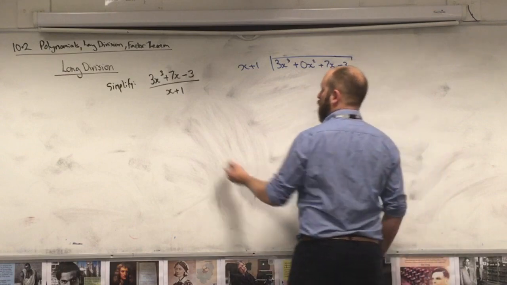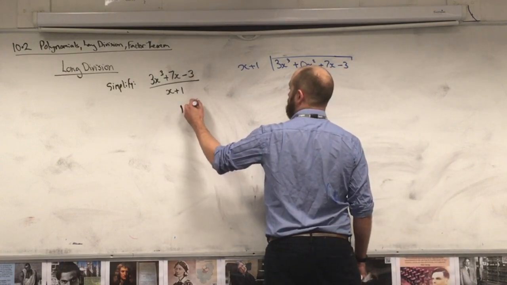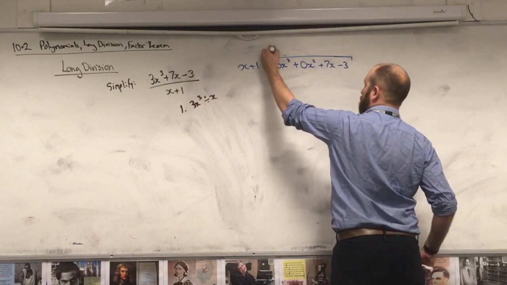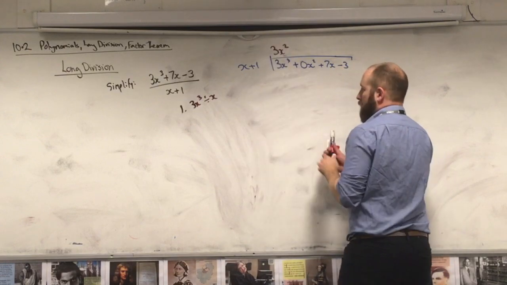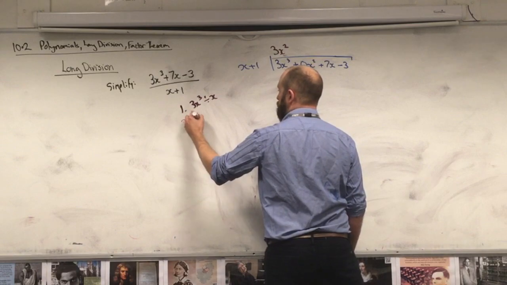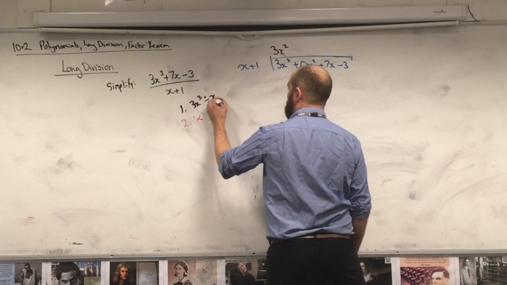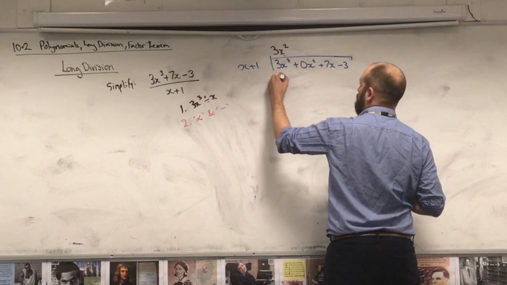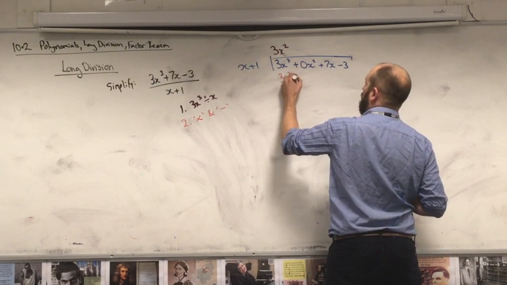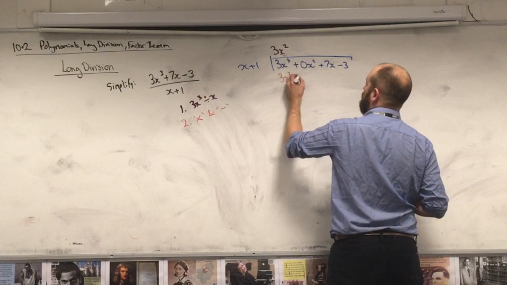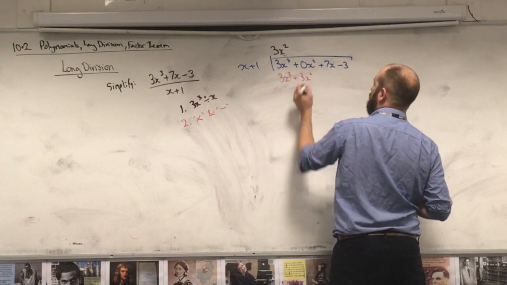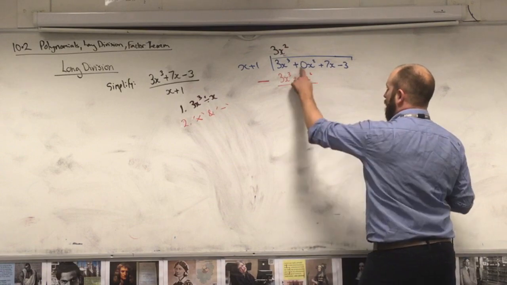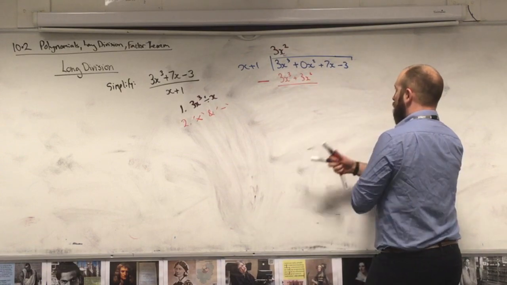Okay, again, so step 1, 3x cubed divided by x. So 3x cubed divided by x gives us 3x squared. Then we multiply to check. So multiply and subtract. So times those together, we get 3x cubed plus 3x squared. And subtract those, and we just get minus 3x squared.